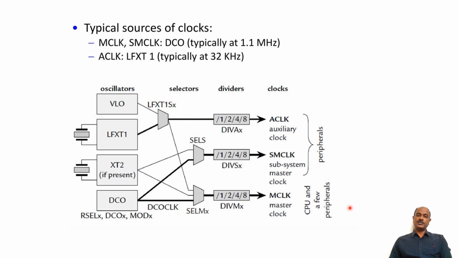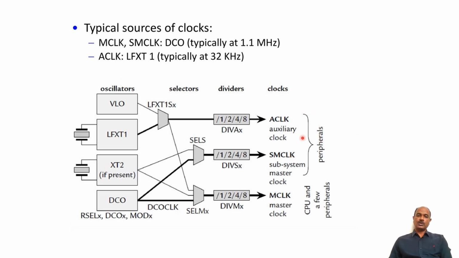a few peripherals which can work with this higher frequency, such as your ADC or a watchdog timer. They can use this MCLK. And this SMCLK and this ACLK will be used by the remaining peripherals inside the MSP430. So internally, three different types of clocks can be generated: MCLK, SMCLK, and ACLK.